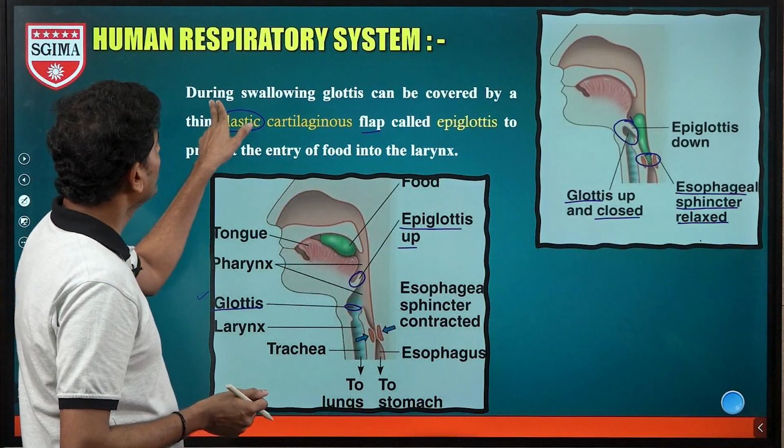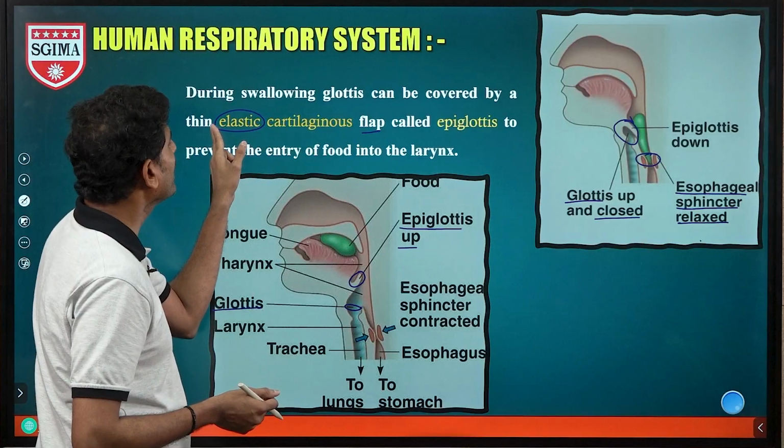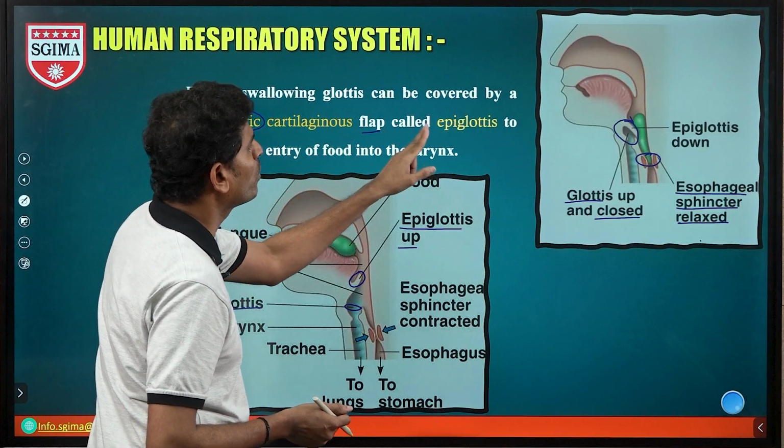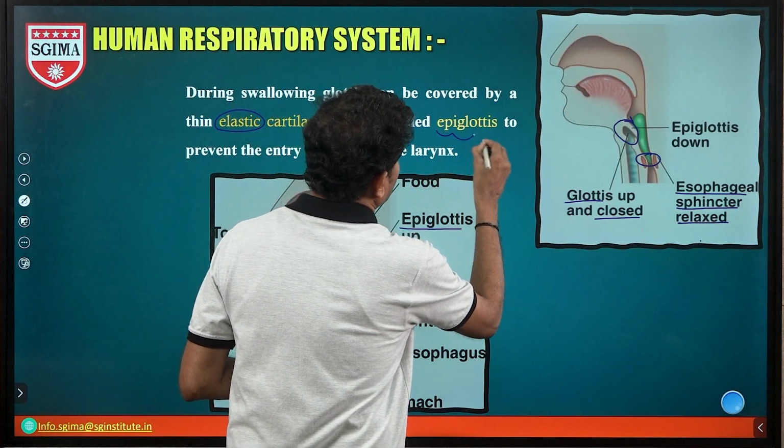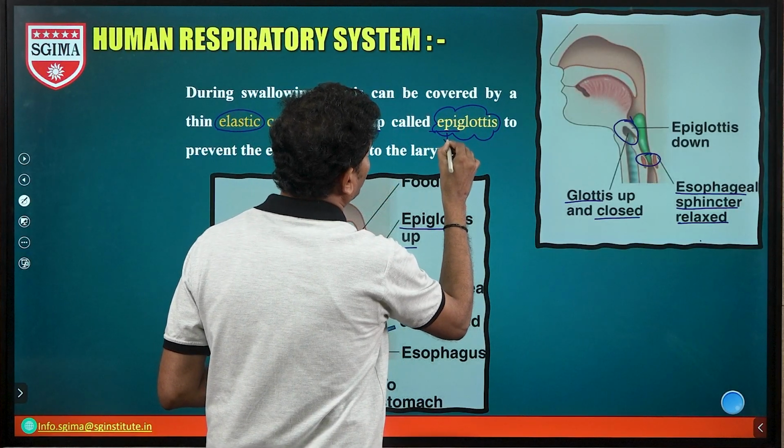So what is given here? During the swallowing, glottis can be covered by an elastic cartilaginous flap called epiglottis. So glottis को cover करके उसका ऊपर होती. Epi means upper, we know that.